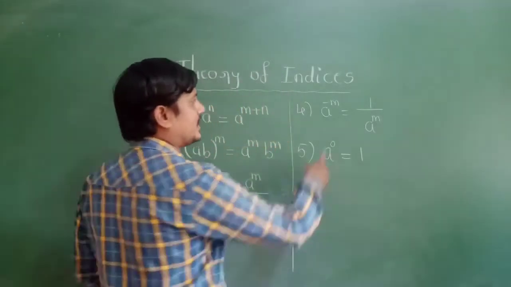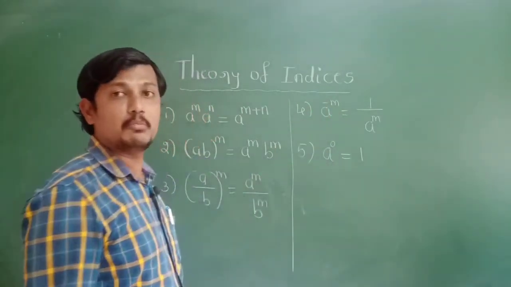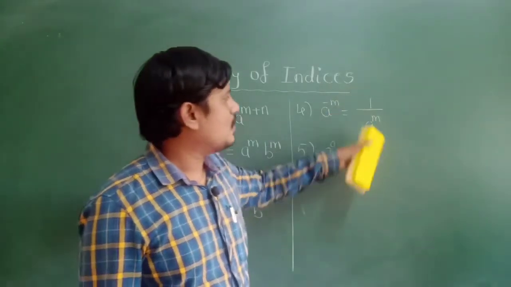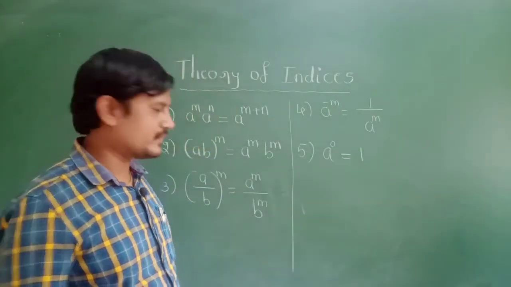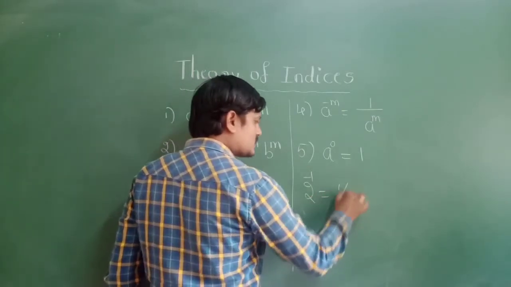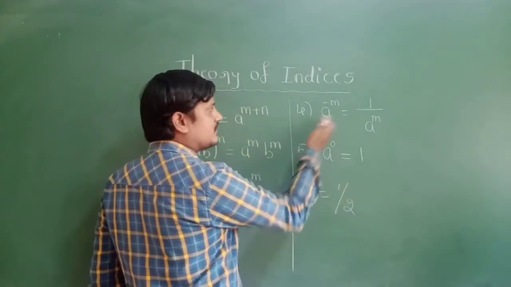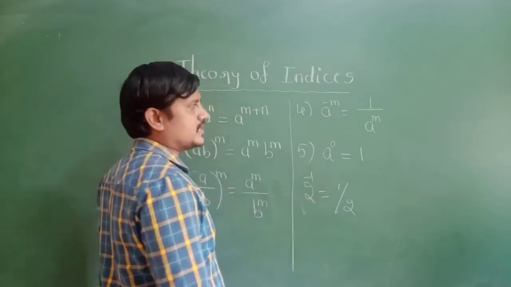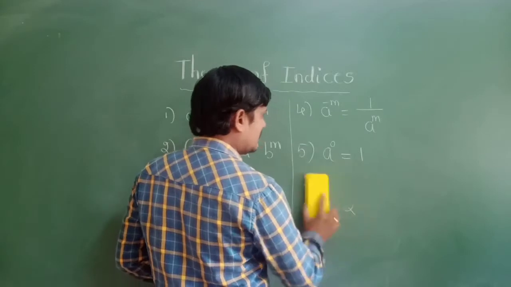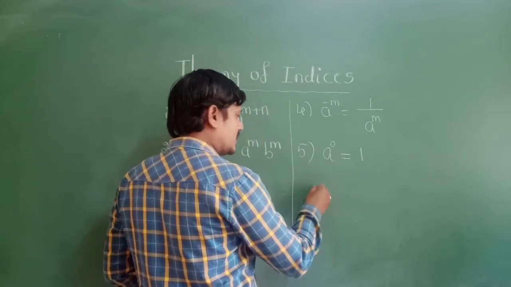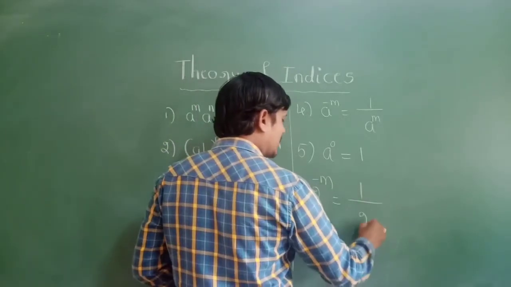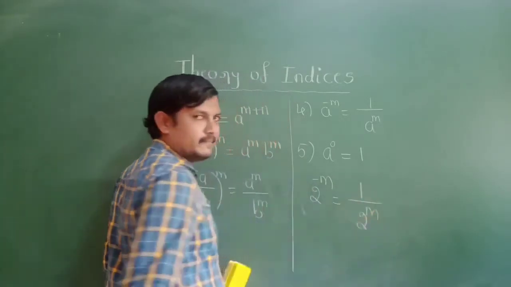Next, fourth one, here negative is there. A raised to minus m can be written as 1 divided by a raised to m. Already we know that 2 raised to minus 1 can be written as 1 by 2. In the same way, a^-m is equal to 1 divided by a^m. If 2^-m is there, then this can be written as 1 divided by 2^m.